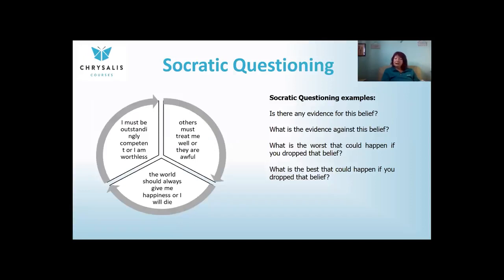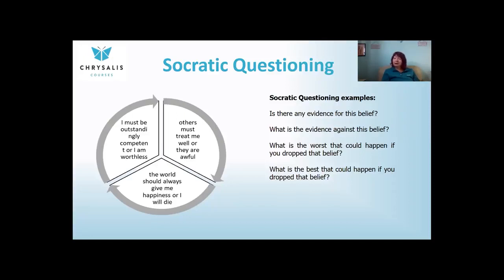So is there any evidence for this belief? And if we go back to the case of the girl meeting a new boyfriend, is there any evidence that he might leave? Well, she's got evidence from the past. Say her dad left. Okay, but that was many years ago and it was just one incident. Is there anyone else that's left? And is there any evidence that this boy in particular will leave? Probably not.